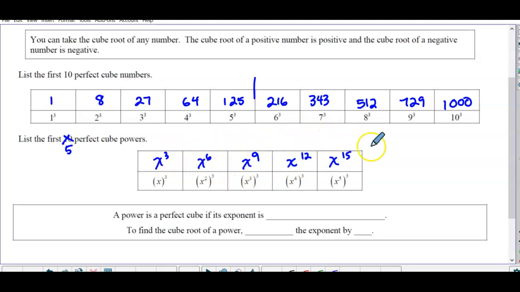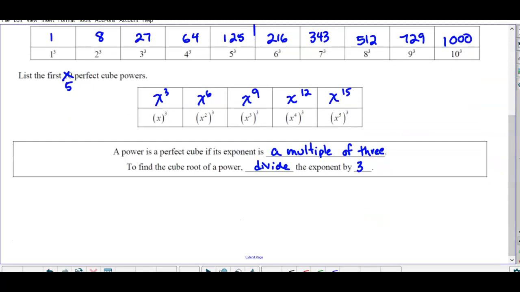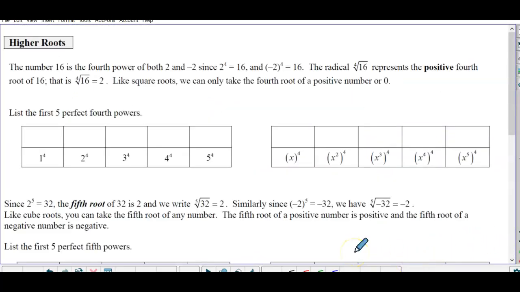Take a look at those exponents. The power is a perfect cube if its exponent is a multiple of 3. So to take the cube root of a power, you divide the exponent by 3. Now, if you cannot divide by 3, then we have to simplify the radical, and we're going to talk about that in a bit. You don't just leave it as a decimal exponent.